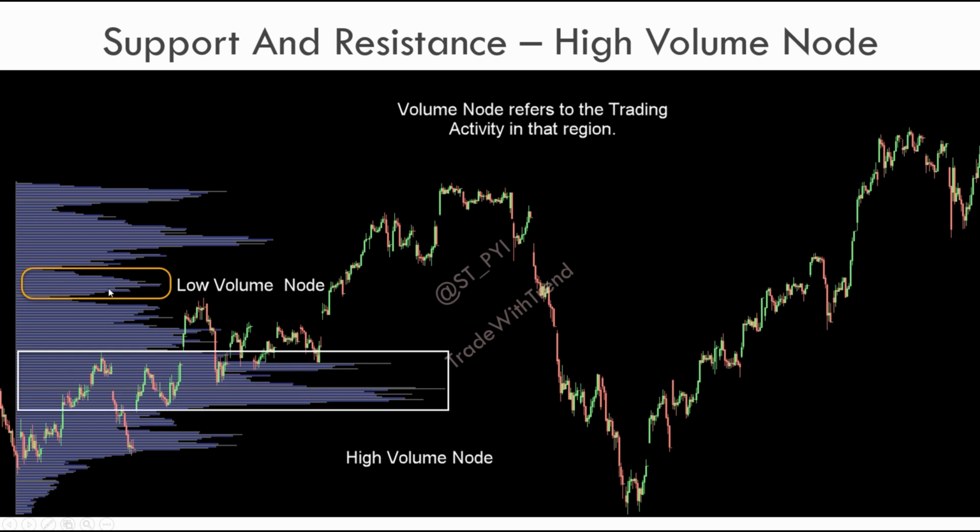Look at the trading activity here. It is less when compared to this. Now in market profile concept, even this will be categorized as high volume node, and this small volume that you see here is low volume node. But again, there's a slight modification from my end.